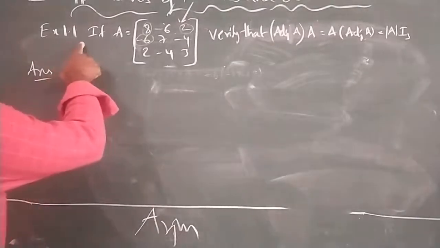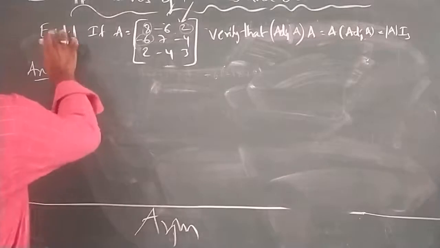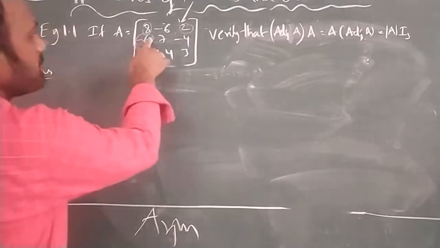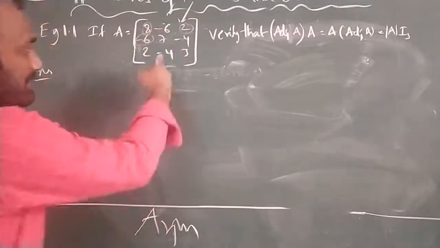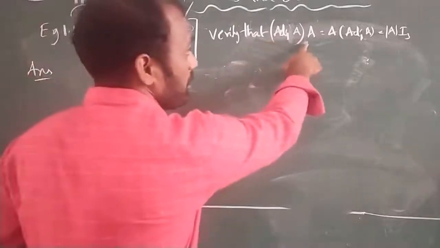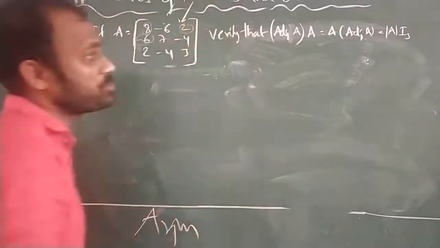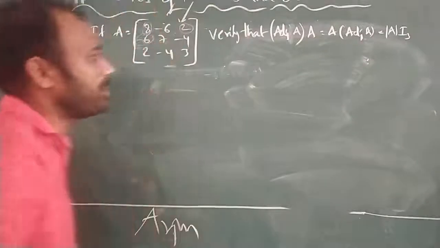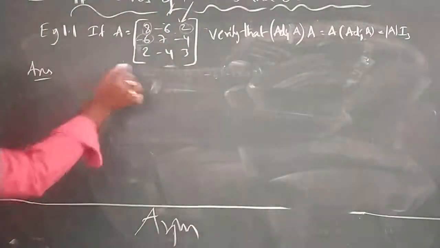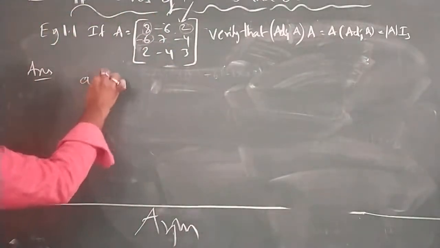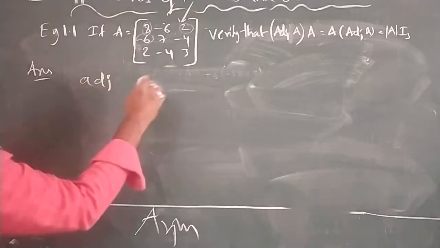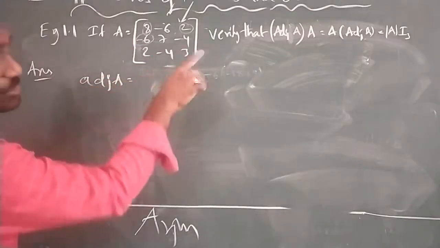Next, let us take example 1.1. If A is equal to the given square matrix, we need to prove adjoint A into A is equal to A into adjoint A is equal to modulus of A into I. Now, to prove that, first let us find the adjoint. So adjoint of A is equal to.